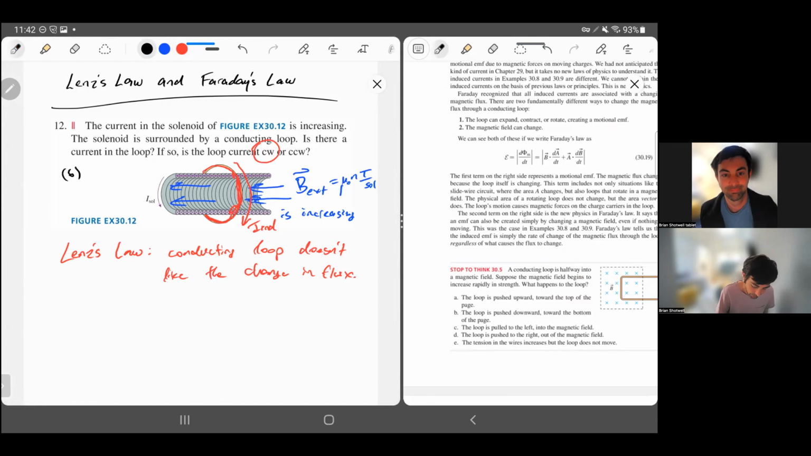All right. And if we wanted to keep this problem going, if there was another part of the problem where we wanted to know the magnitude of the induced current, we would say that the induced EMF is the magnitude of the change in flux. And the flux is going to be, so I'm going to get rid of these right here. I'm just going to set the direction to the left. Well, I guess I'll keep them.